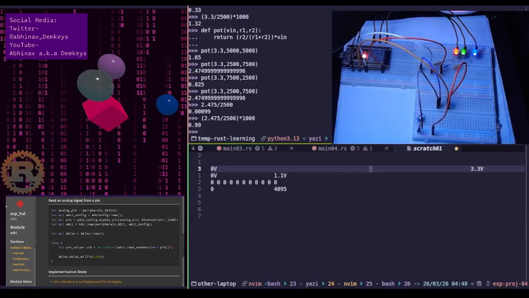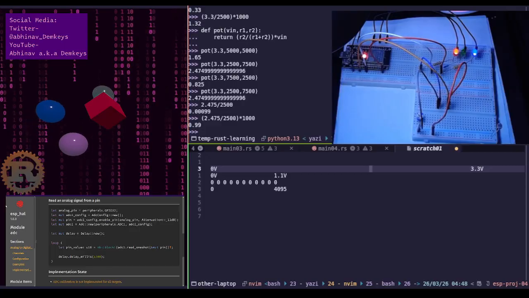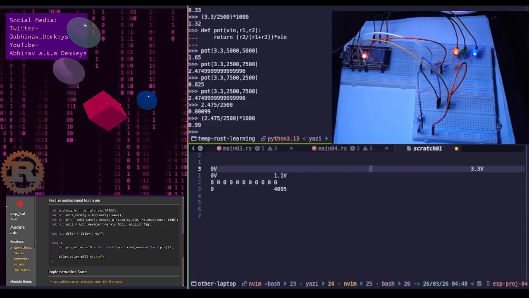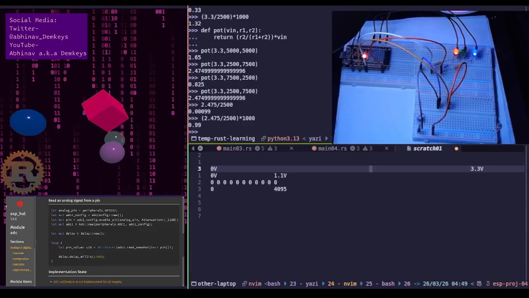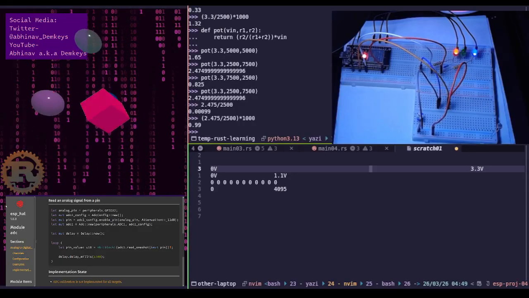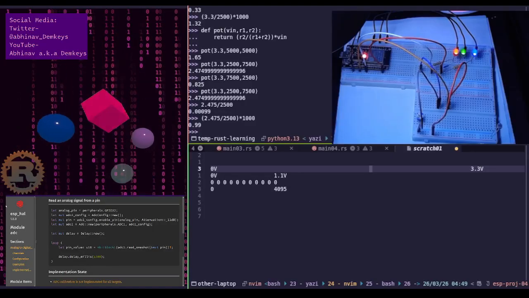Okay, if you notice that the last 5% of your knob's rotation doesn't change the value in your Rust code, don't worry, your hardware isn't broken. It's just a limitation of the ESP32's internal ADC design.